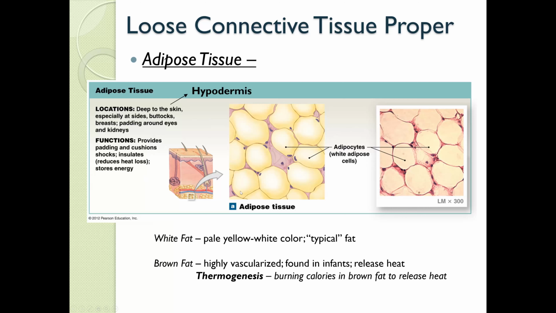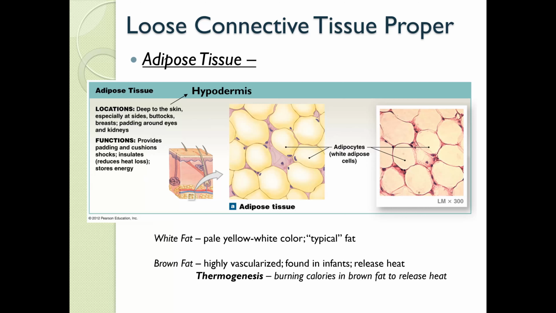There are technically two types of adipose tissue. There is what is called white fat that has a pale yellow-white color. This is the typical type of fat, like you see in your textbook illustrations, usually shown as a yellow area in the images. And if you've ever watched a surgery and you cut into certain areas of the body, the fat does actually have a yellow-white color.